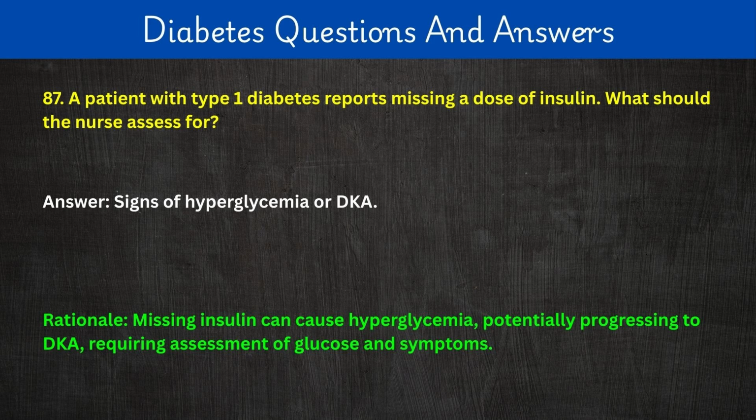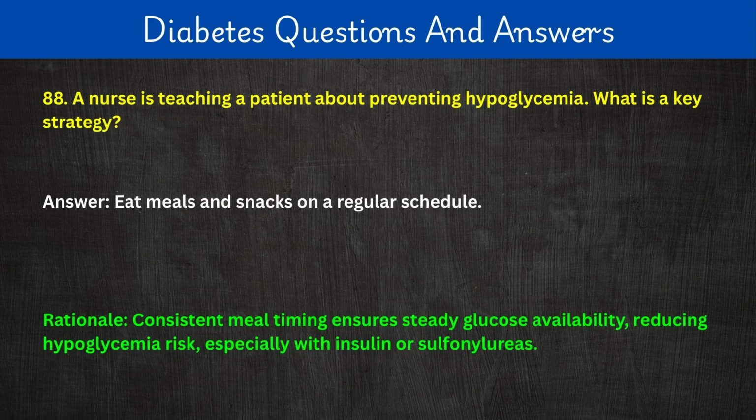Answer: signs of hyperglycemia or DKA. Rationale: missing insulin can cause hyperglycemia, potentially progressing to DKA, requiring assessment of glucose and symptoms. 88. A nurse is teaching a patient about preventing hypoglycemia. What is a key strategy?